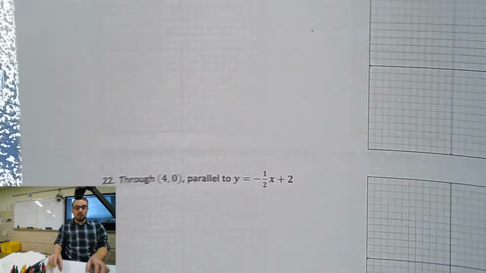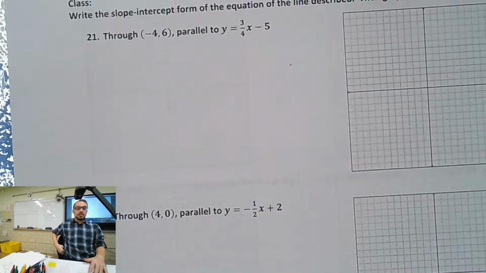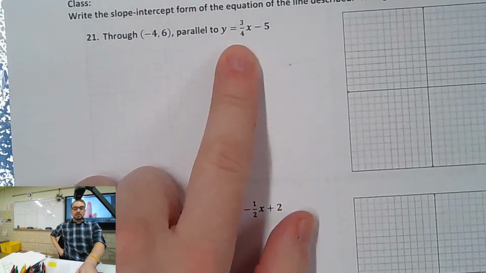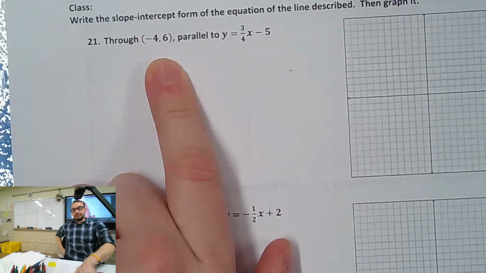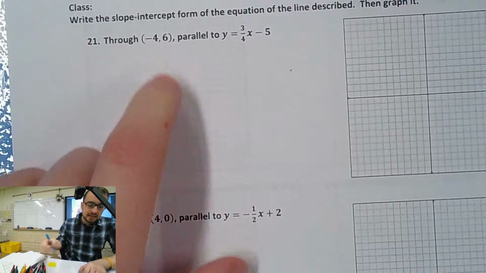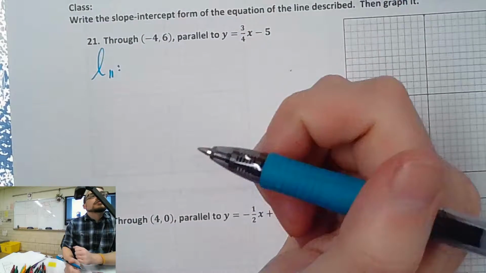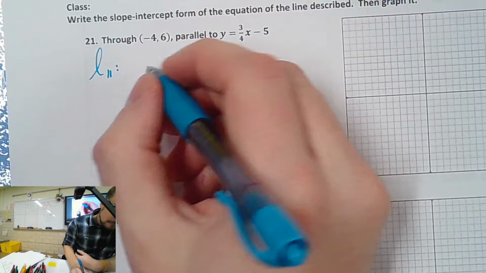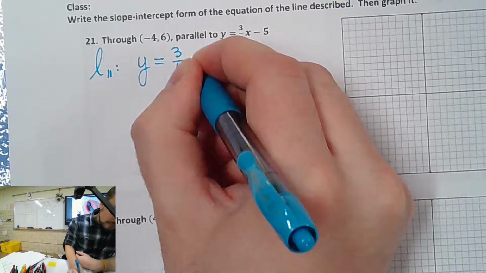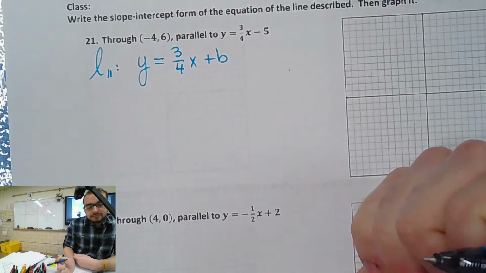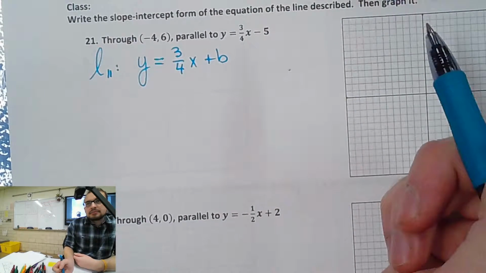21, it says we want to write the slope-intercept form of the equation of the line described, then graph it. So, they want a line that's parallel to this guy and goes through this point. So if we want a line that's parallel to the one that was given to us, that equation for that line is going to have the same what? Same slope. So we know it's going to look like this, right? With some b value. There's a line that's parallel to that.